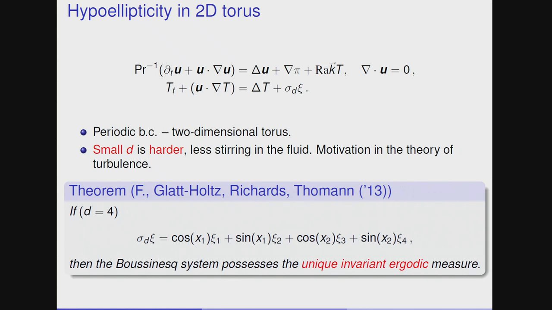All right, so the usual culture in the field is that the smaller the D is, the harder the problem is to prove actually the uniqueness of invariant measure. And we were able to establish the uniqueness of invariant measure when only four modes are forced. And for example, the modes X1 and X2, and this is actually less than is needed for the Navier-Stokes equation. Okay, so for the Navier-Stokes equation, if you force it only with this forcing, it's not known if the invariant measure is unique or not.